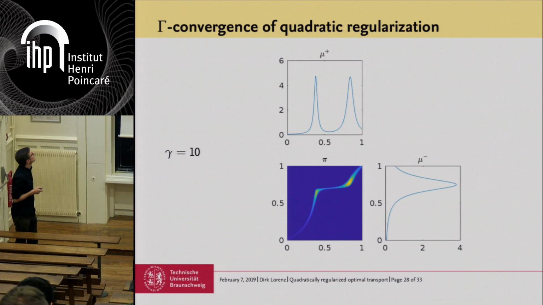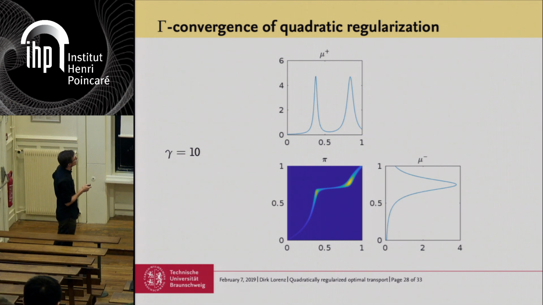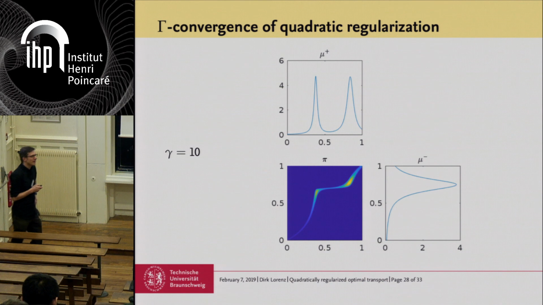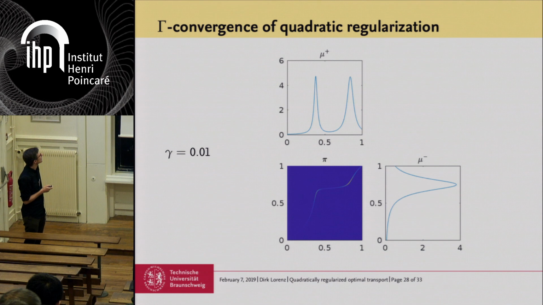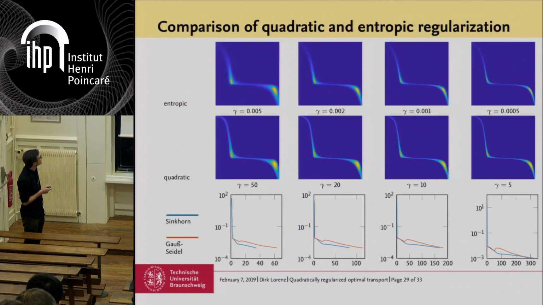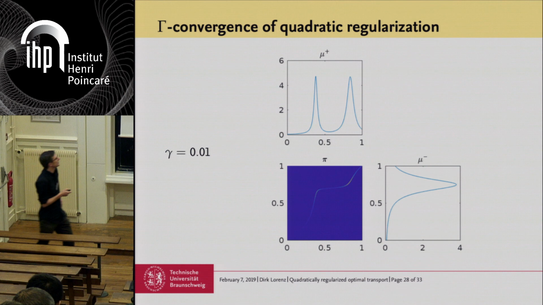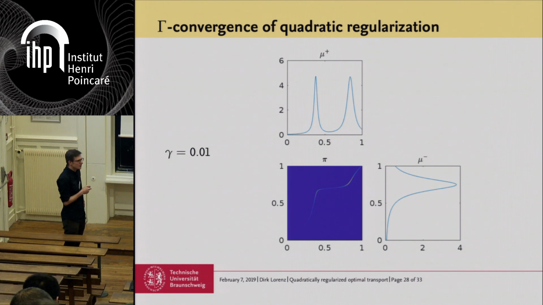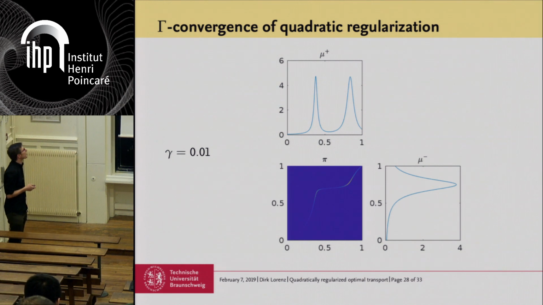So first, let's look at the gamma convergence. These are two marginals. This is mu minus over here, mu plus over there, and this is a fairly large gamma of 10. For quadratic regularization, it's fairly large, and you see it's a kind of blurred plan over here, but the row sums are this, and the column sums are that. And if we now make this gamma smaller and smaller, you see nicely that it converges to some nice graph. This is where I stopped computing. So this is very close to the optimal transport plan, unregularized.